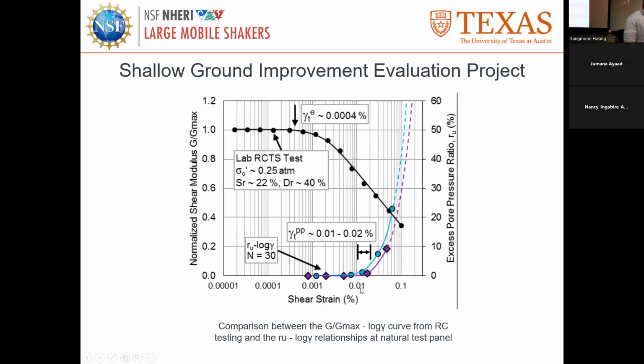nonlinearity. This is the nonlinear measurement in the field. We have the strain versus the pore pressure. So what we say, okay, we have the gamma max, the pore pressure will build up around 0.02%. So this reduction will be larger. That was what we measured before. And now what we are trying to do is measure those gamma max in the field.